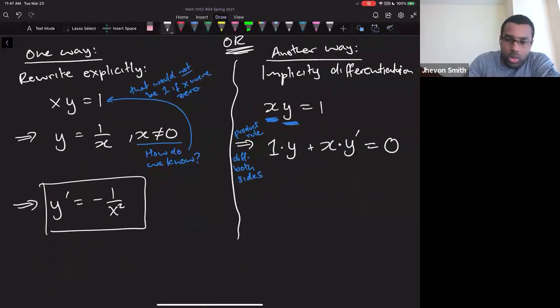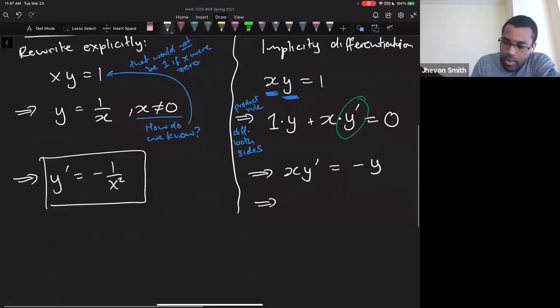Now what I can do is I know I want y prime. So that's that guy right here. I just have to solve for it. So what I can do is I can move the guy that doesn't have a y prime to the other side. And then my y prime is going to be minus y divided by x. And so that is the answer.